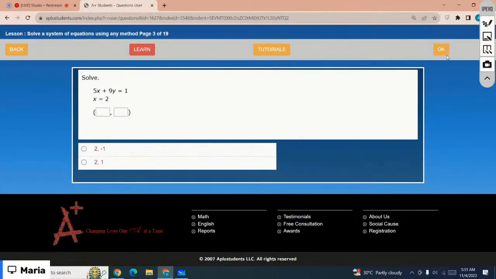Okay, 5x plus 9y equals 1 and x equals 2. Now you can see if you apply the substitution method, because one of the variables is already isolated, x equals 2, you just substitute this value in the other equation and you can have the value of y, right? So for this type of equation, you can use the substitution method, right?